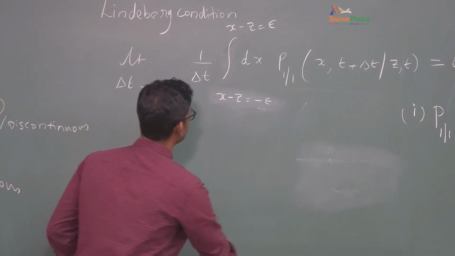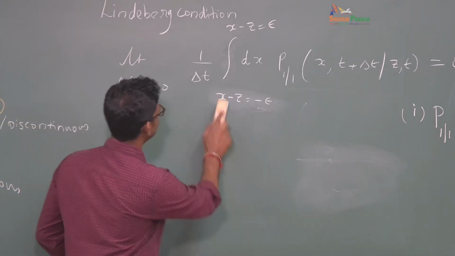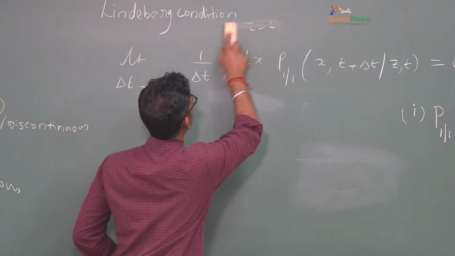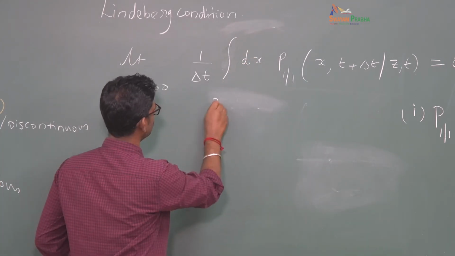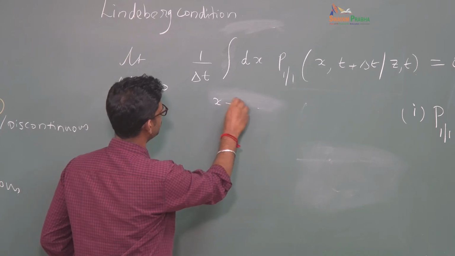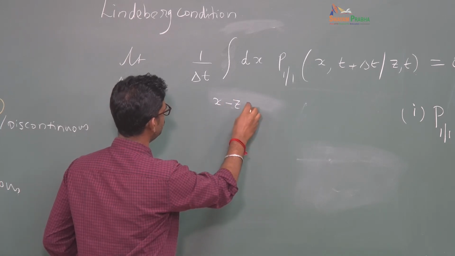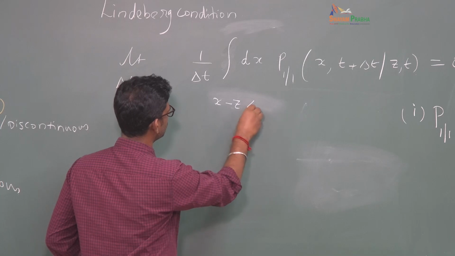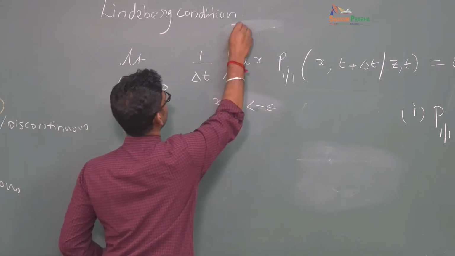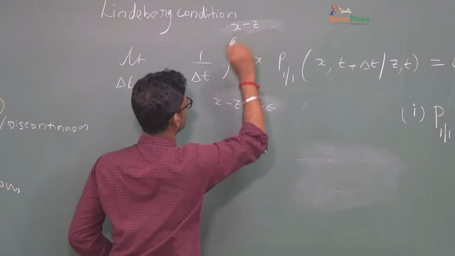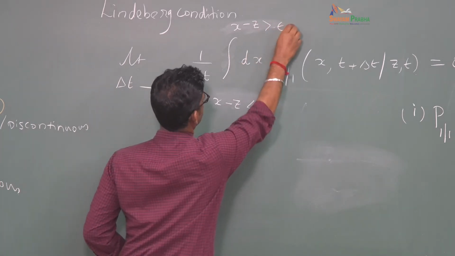No, I think this is not correct. This should be away from this. So we want x minus z to be less than minus epsilon, and x minus z has to be more than epsilon. Is that correct?